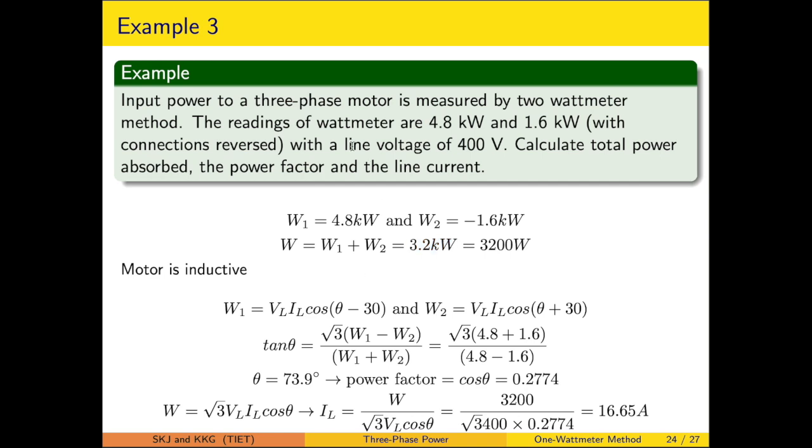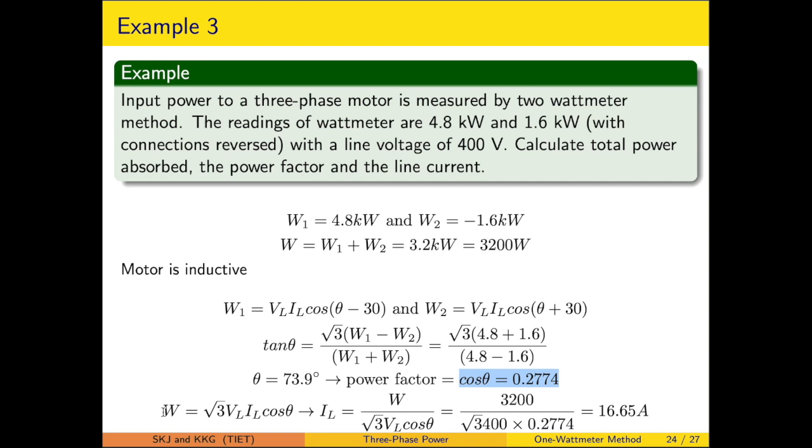Now this particular is of inductive nature because it is specified as motor. So the theta will be positive, W1 is coming out to be larger value, higher value, so it is taken as cosine of theta minus 30 degree likewise, and correspondingly the tan of theta you can mark. So the theta is calculated like 73.9 degree, and the power factor is cosine of theta, that is calculated at 0.2774.